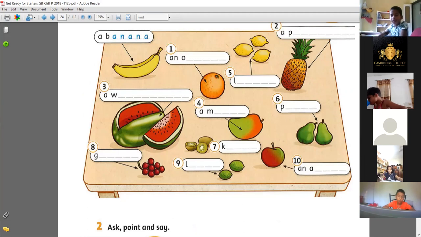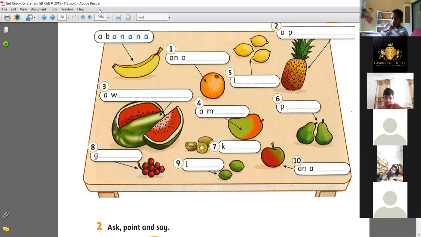Okay, next, Sevindu. What are these, Sevindu? Lemons. Yes, but not only lemons, you want to say they are lemons. How can you say? They are lemons. Yes, they are lemons.